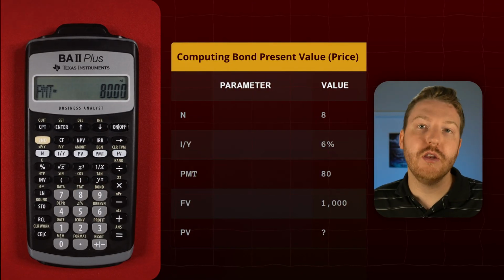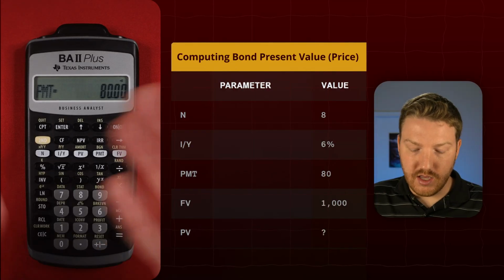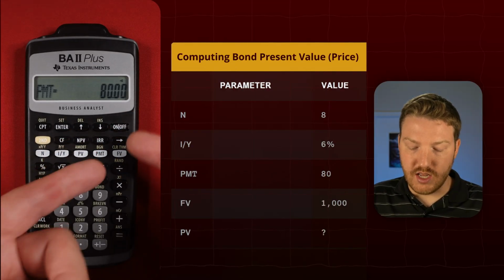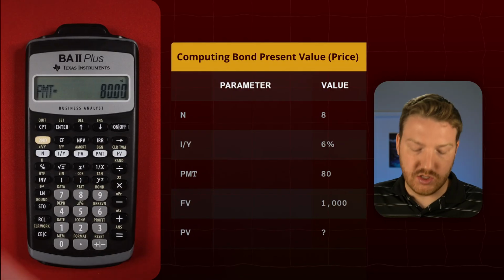Now, what should we know already? If the payment is greater than the interest rate, right? We had 6% interest, 80 payment. This bond should trade at a premium. So its present value should be worth more than its future value. But let's just test that logic.